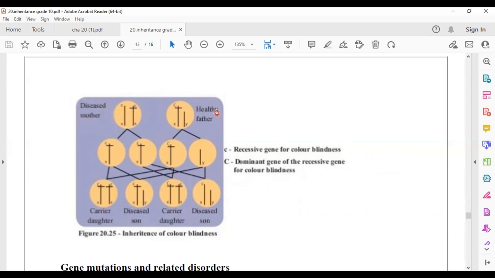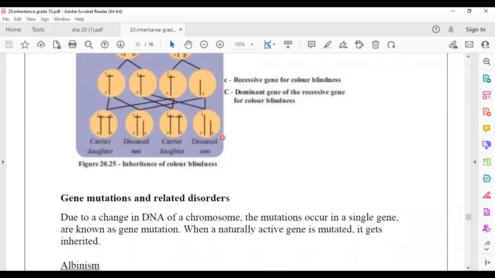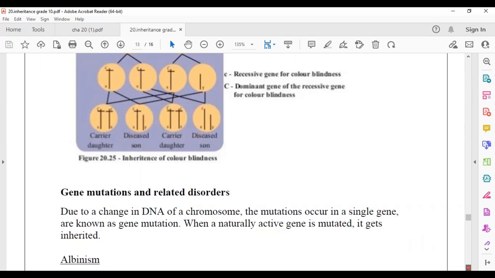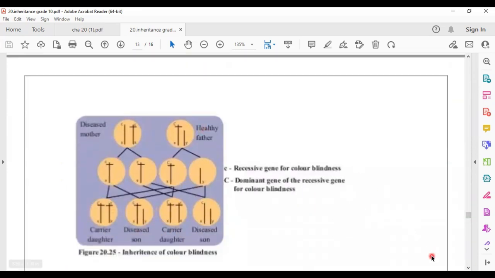You can see there's a healthy father with capital C in the X chromosome. Then the genes are separating. Here the chromosomes are separating to the gametes. And they are combining together to form a carrier daughter with capital C, simple c. And also they are combining to form XY, and simple c is here, a diseased son. And capital C, simple c, again a carrier daughter and a diseased son. Those are the new generation occurred because of the marriage between those two persons. You should know how to represent those things by these kinds of diagrams at the exam.